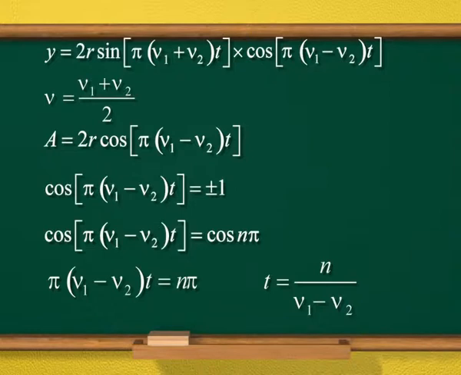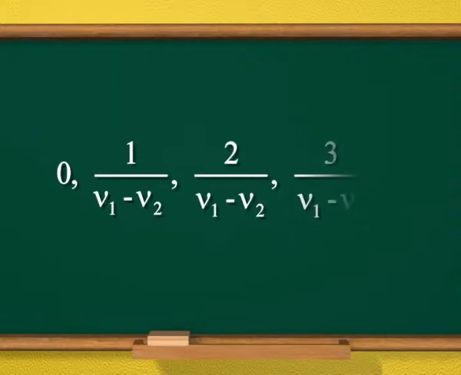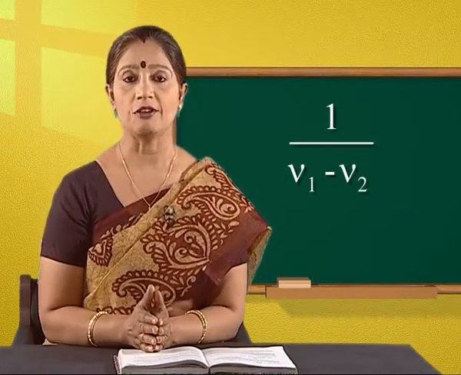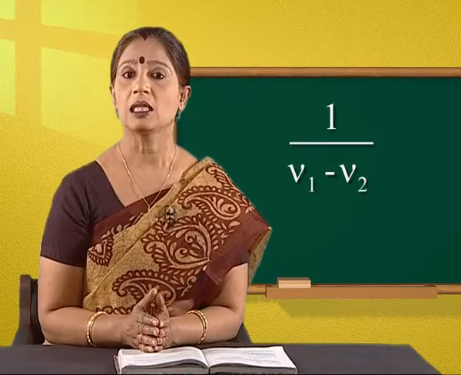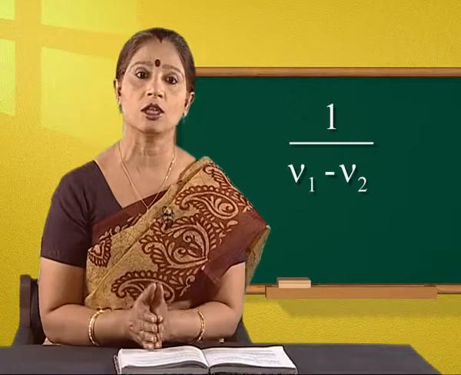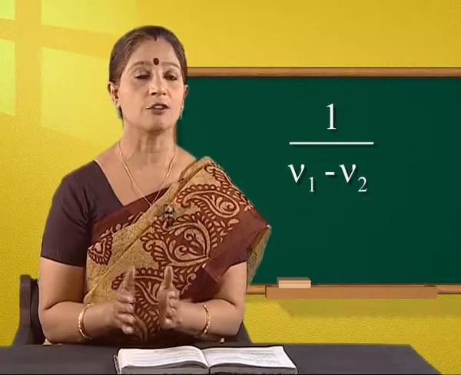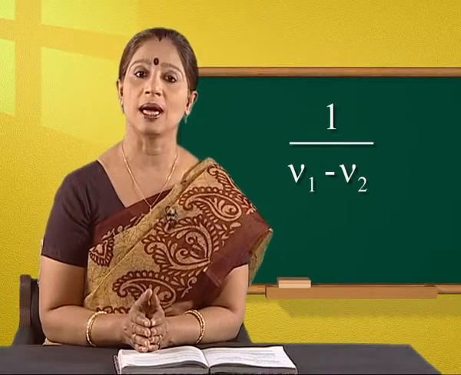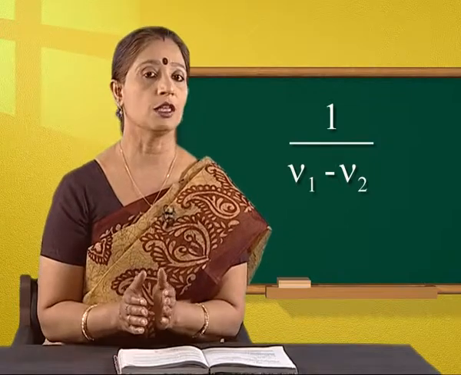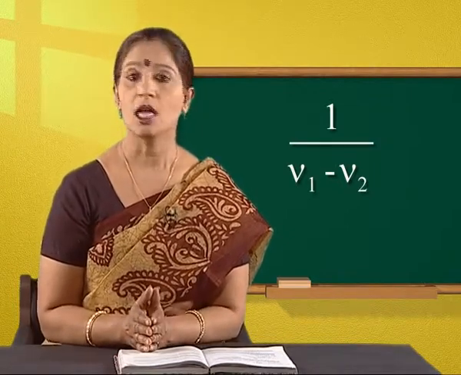Hence, the amplitude of the resultant wave, and therefore the resultant intensity of sound, will be maximum at times 0, 1 by (nu1 minus nu2), 2 by (nu1 minus nu2), 3 by (nu1 minus nu2) and so on. The time interval between two successive maxima of sound is equal to 1 by (nu1 minus nu2). Therefore, at position x equal to 0, the resultant amplitude as well as the intensity of the sound will be maximum after a fixed interval of time, equal to 1 by (nu1 minus nu2). Since the frequency is the reciprocal of the time period, the frequency of maximum intensity is equal to nu1 minus nu2.